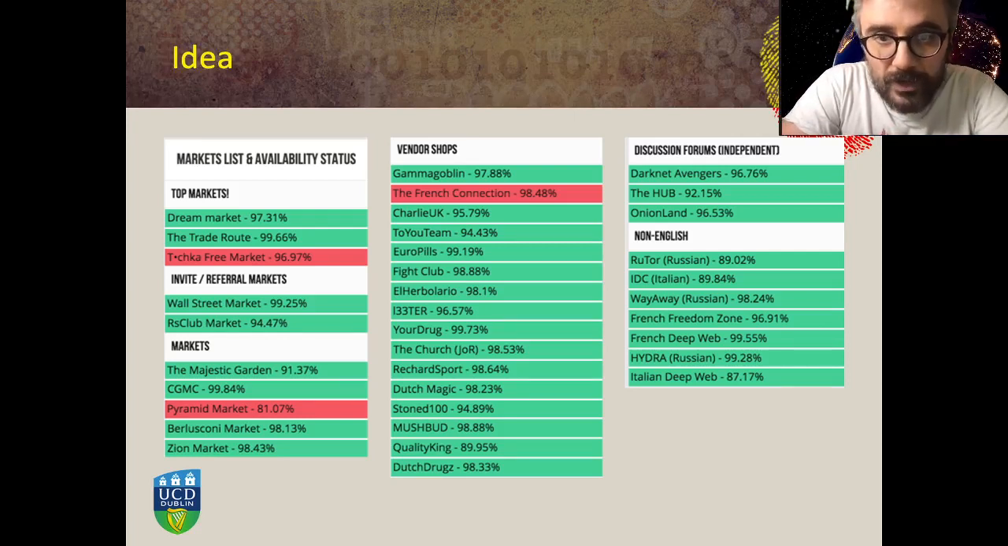So if we look at Dream Market, there is a 97.31% shown on this picture, and according to the website, this represents the average availability of these darknet markets. So they did not disclose how this was measured, but presumably they were pinging and trying to probe the website at regular intervals.